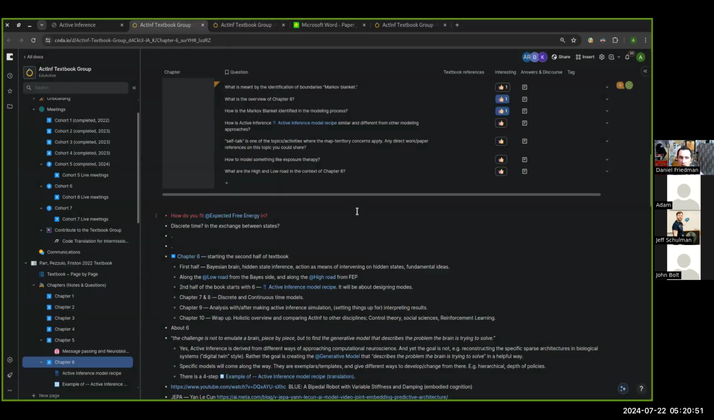Okay, so John asked, where does expected free energy fit in? Let's look at the equations for it, and then we can look at the PyMDP documentation to see what it looks like.